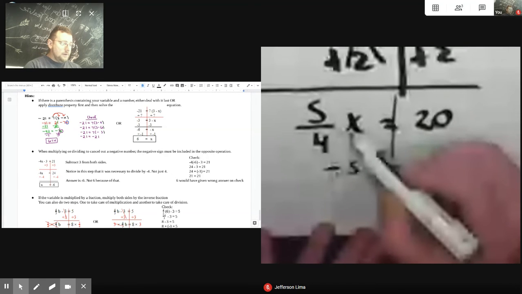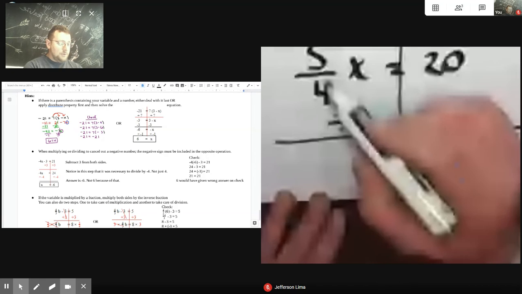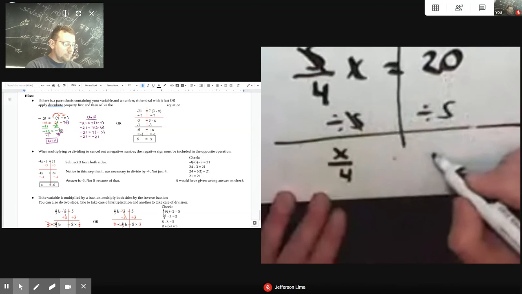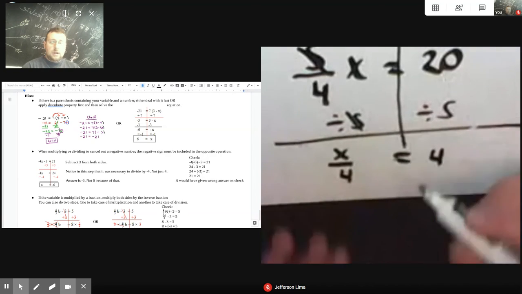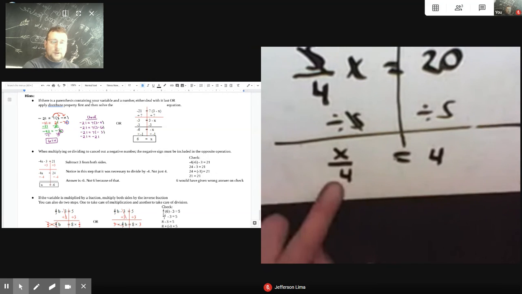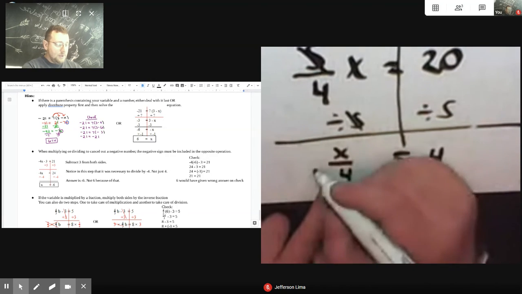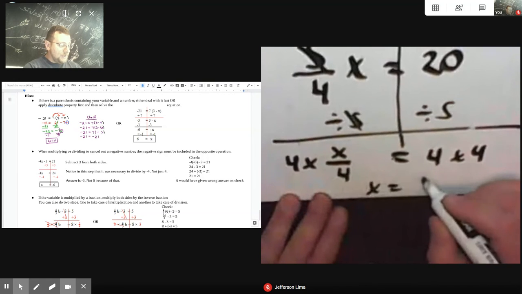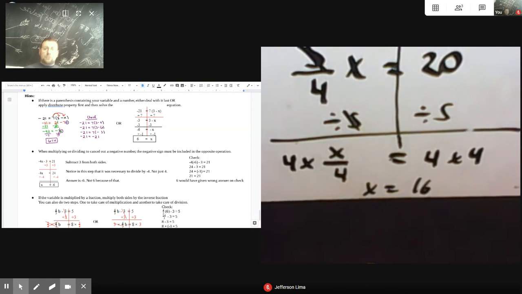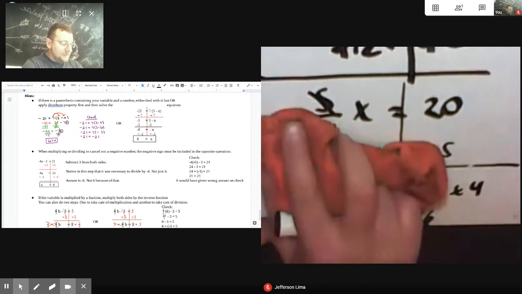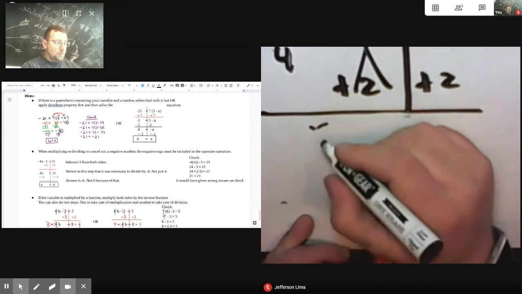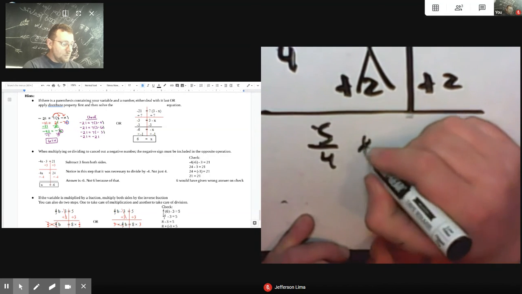So if I do that, then the 5s will cancel out, and all I have left is x divided by 4 equals 20 divided by 5, which is 4. Okay? But now I have to multiply both sides by 4 because x is being divided by 4. So I'm going to multiply both sides by 4, and then x equals 16. So that is the first way to do it. And I like doing it like that because it's careful.